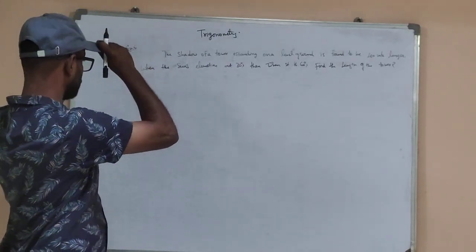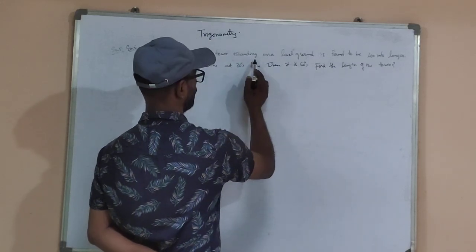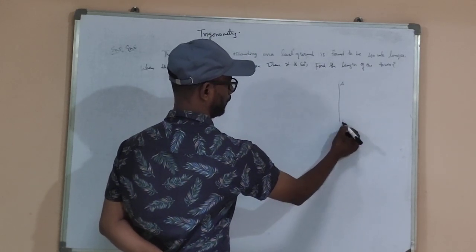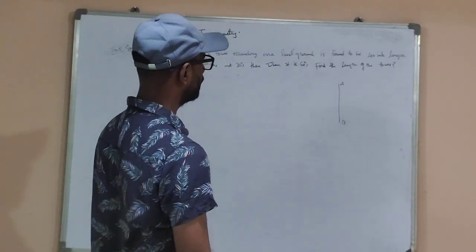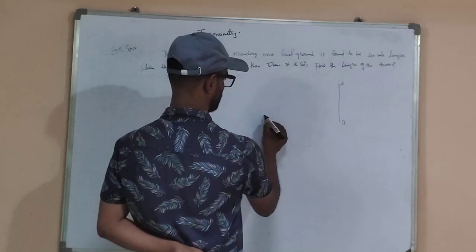Here, same, draw a triangle. This is the tower, AB is the tower. The shadow is found to be 40 meters longer when the sun's elevation is 30 degrees.